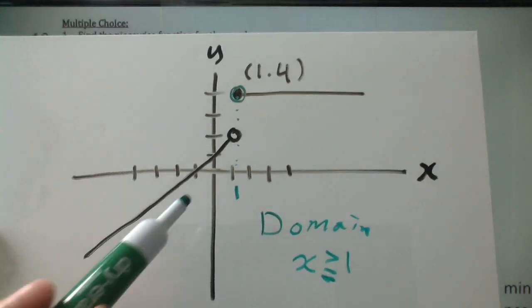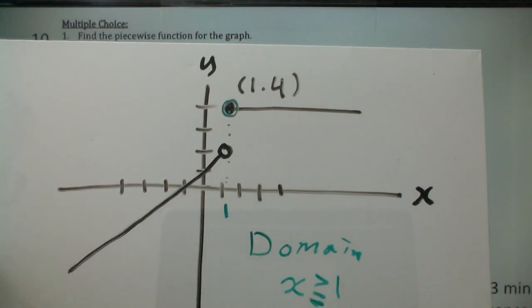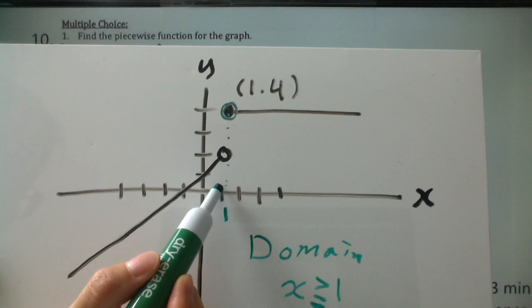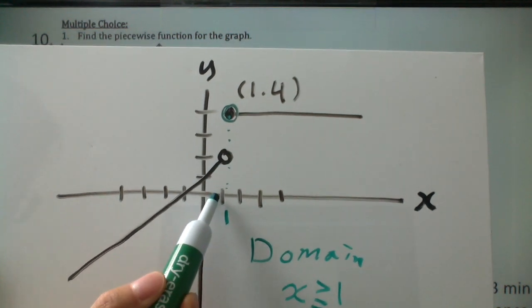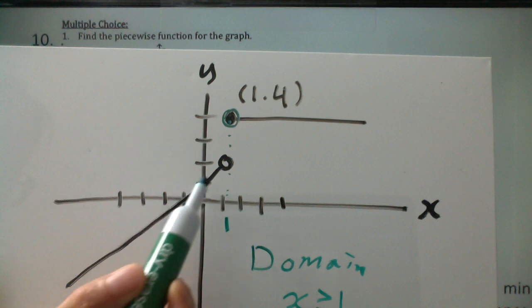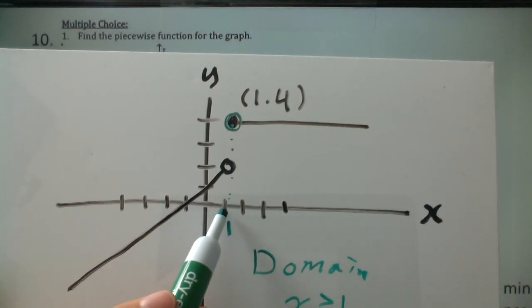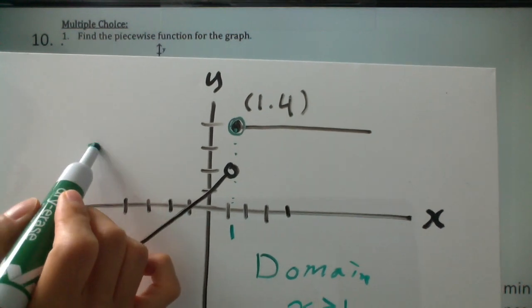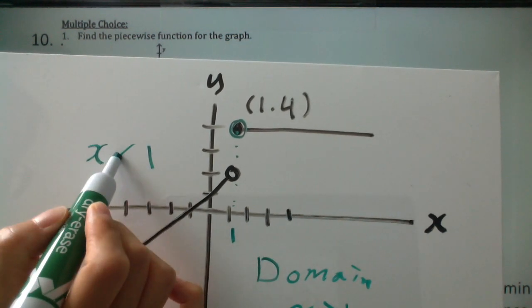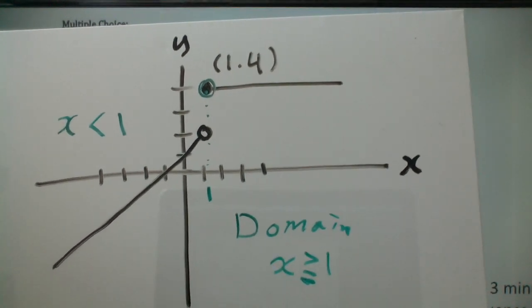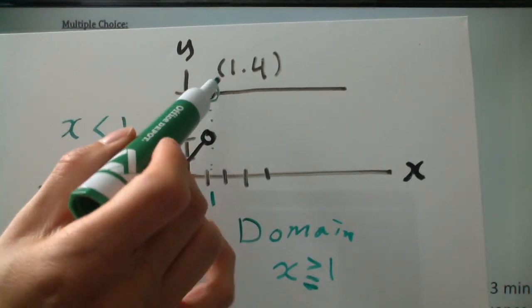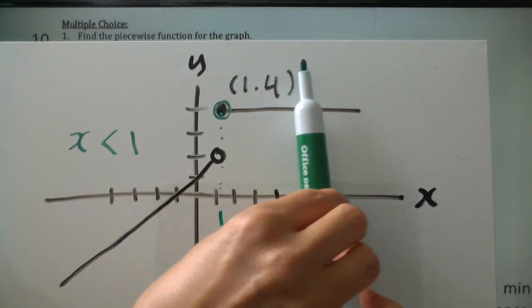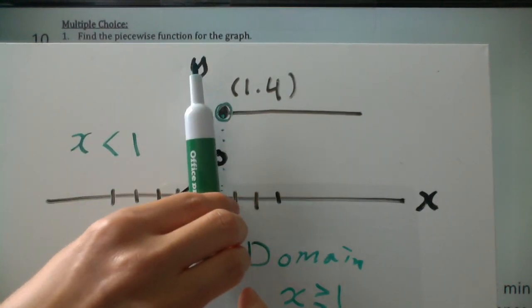The second one right here, second piece. Here, look at the x domain. It starts from 1 and it goes all the way down. But this is open. It means 1 is not included here. So the domain of this graph, I will say x is less than 1. Does it make sense? The two graphs have different domains. One is going all the way up, one is all the way down.